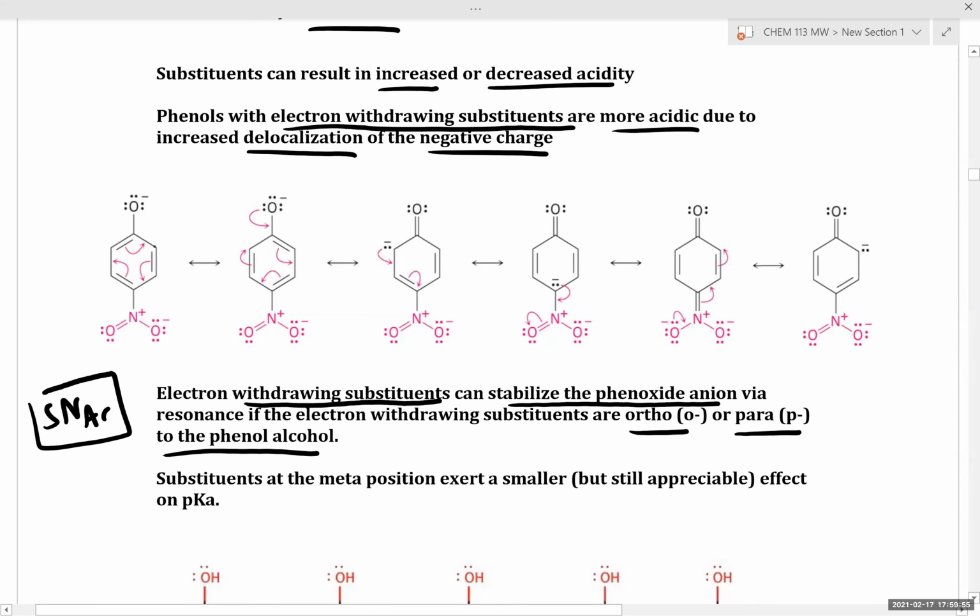Electron withdrawing groups at the ortho and para position relative to our alcohol can stabilize our conjugate base anion via resonance delocalization. And as we notice, when our substituent is at the ortho and para position, the electron density initially present on our phenoxide oxygen can be delocalized into our electron withdrawing group. Does everyone see how electron withdrawing groups at the ortho and para position are uniquely activating and substantially increase our proton acidity? Does everyone see why it's position dependent?